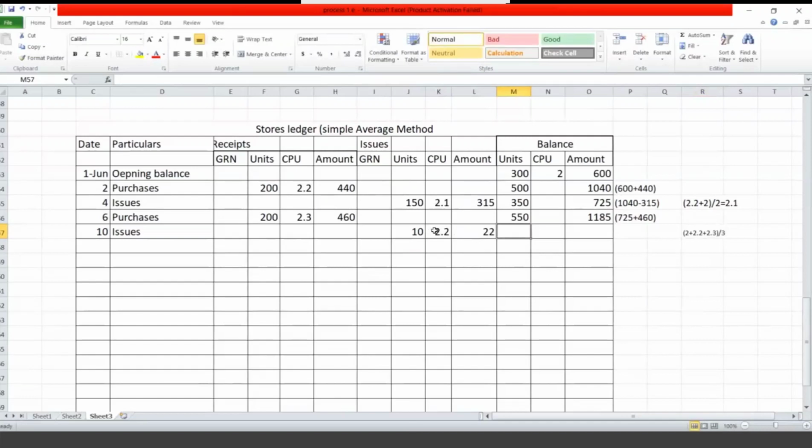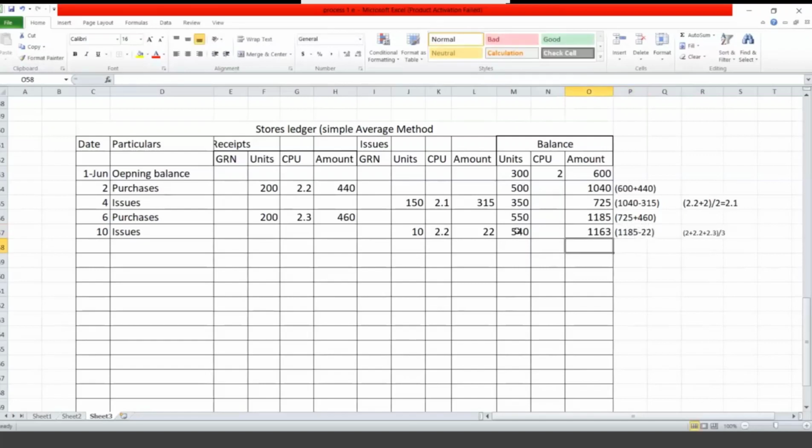Now what is the balance with you? How many units are there? Out of 550, 10 units you have removed. Now we are having 540 units. And the total amount, 1185 minus 22, you will be getting 1163. If you want, mention it here, it will be easier for you to understand. In the question, when you are writing, you need not show these things. You can write down directly.